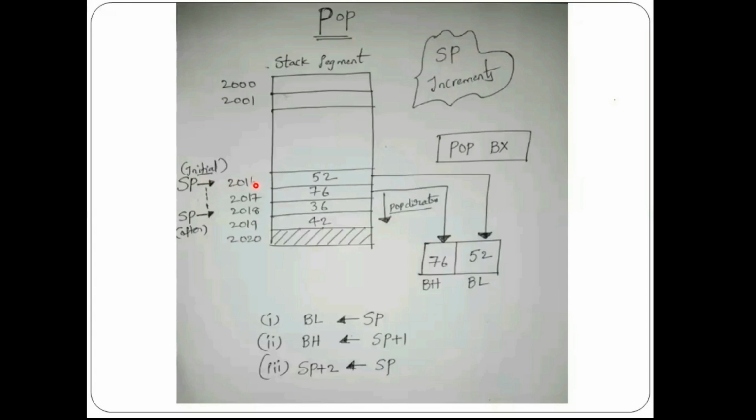Currently you are here. After performing the pop operation, you came to here. It means that an increment has taken place. Of course, the increment is +2 because every time 16-bit data has to be popped. That's why it is +2.